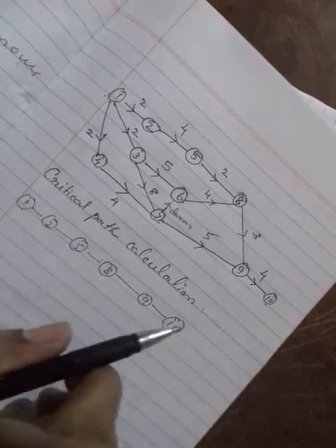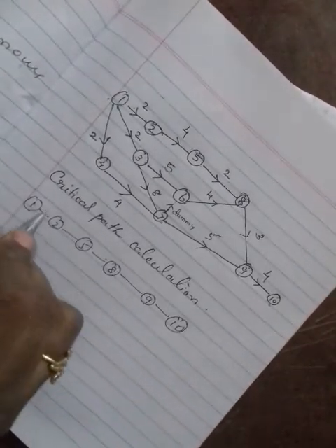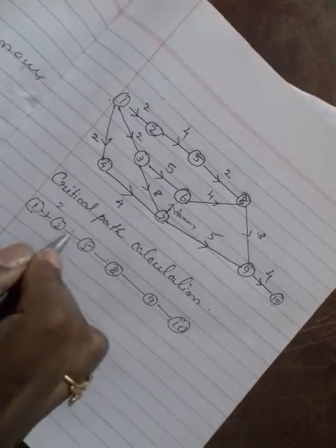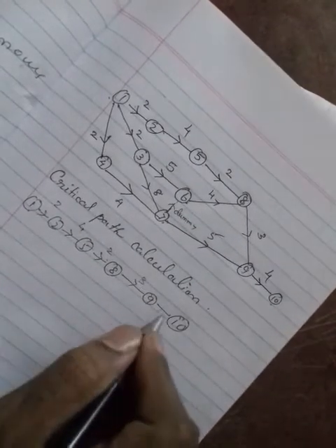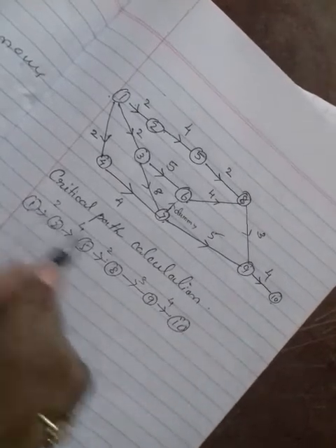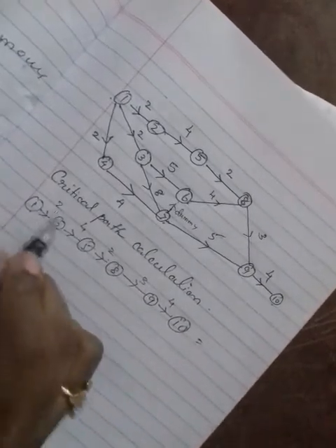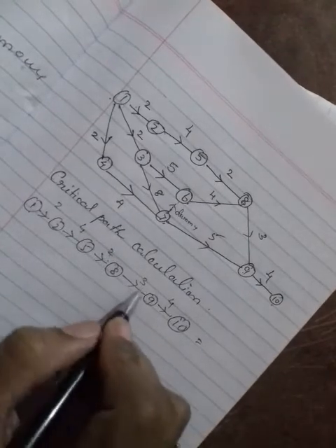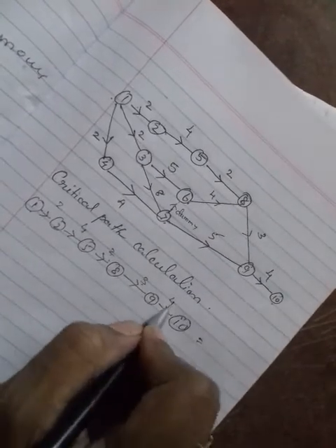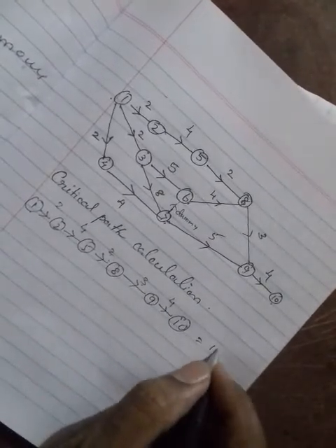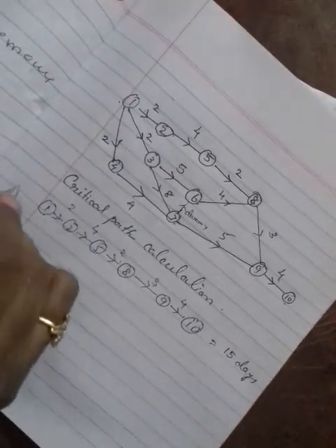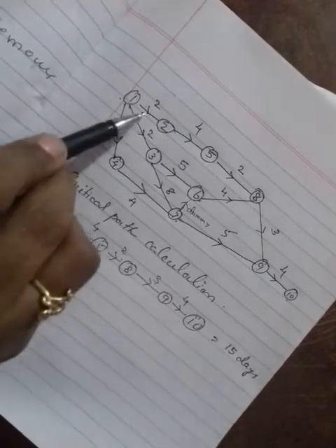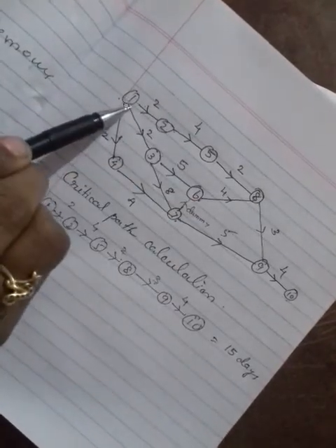Okay, this is one path, and write down the duration on top of it: 2, 4, 2, 3 and 4. Okay, if you add this, 6, 8, 11 plus 4, 15 days. Okay, so this is over. One path is over. Second path.